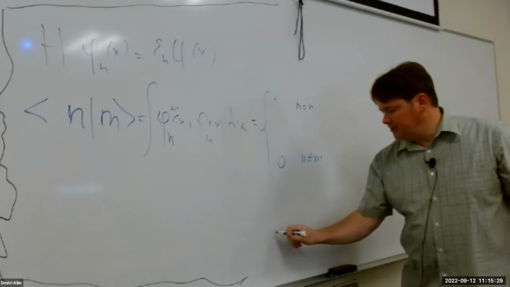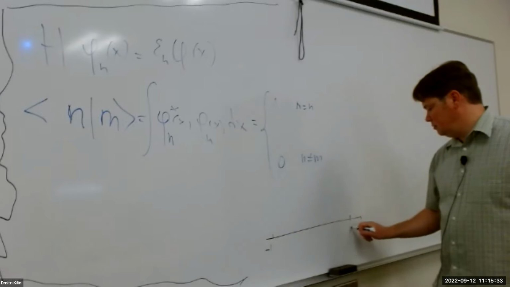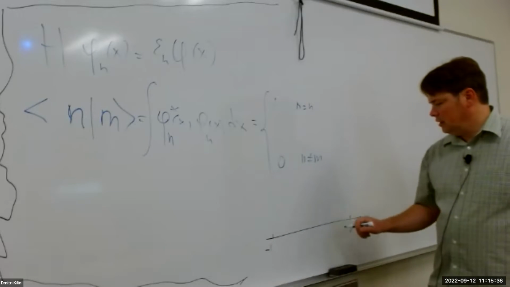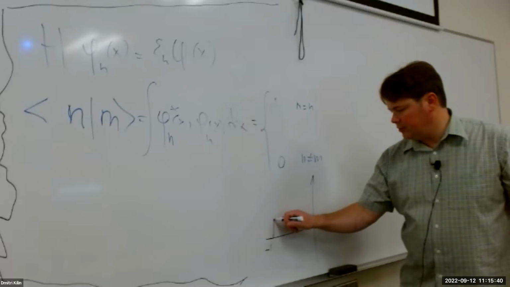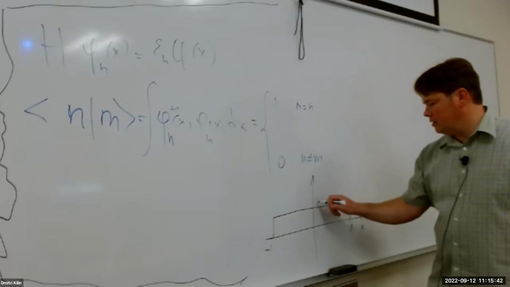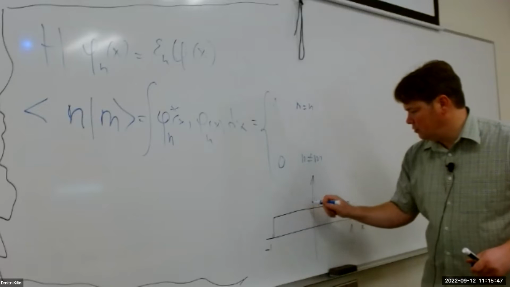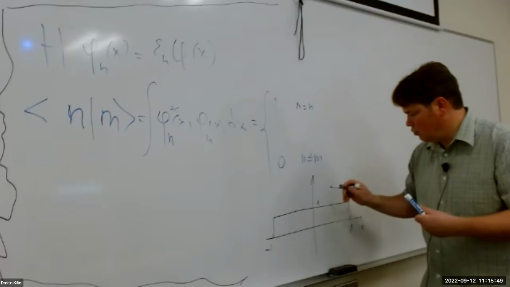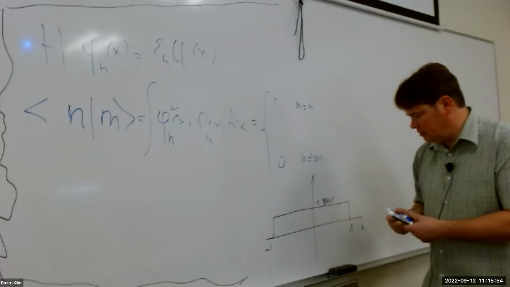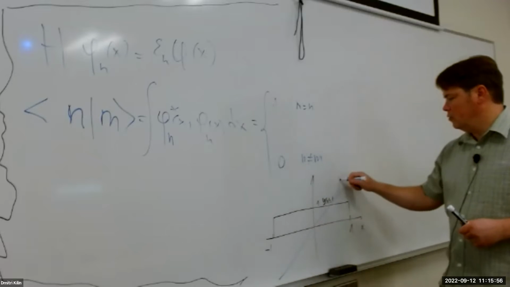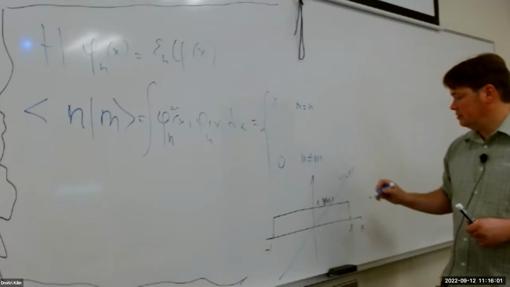Suppose our functions are defined from -1 to 1, and suppose we have two functions. One is a step function that is equal to 1 everywhere, y of x equals 1, and another is y of x equals x.